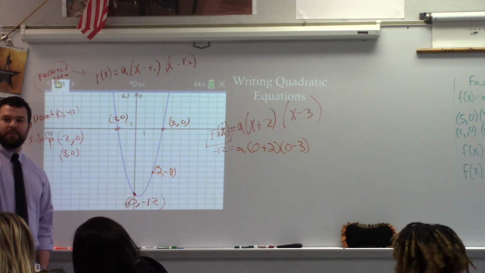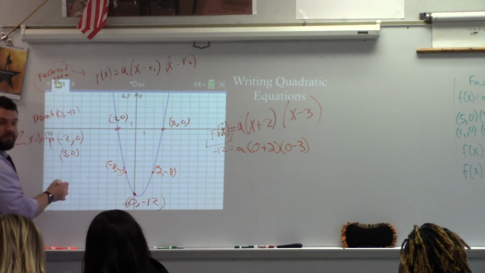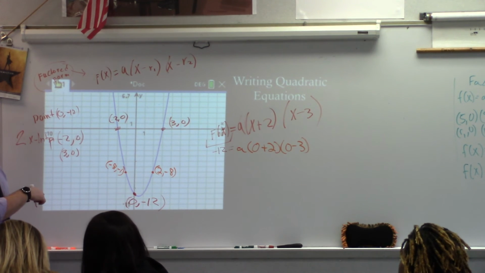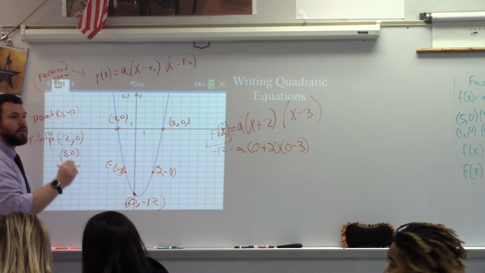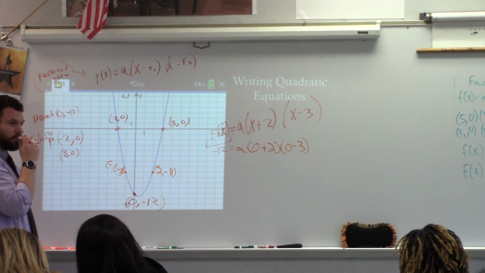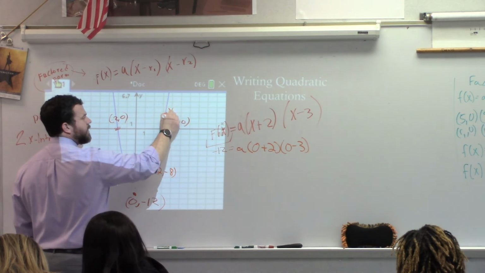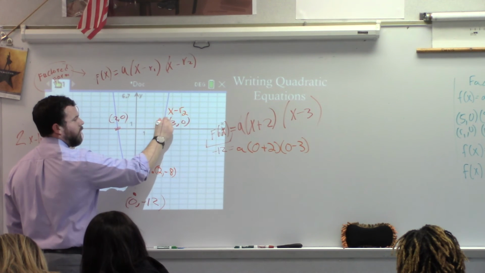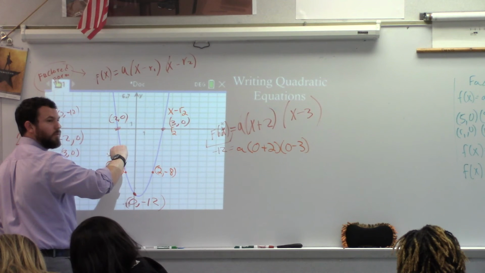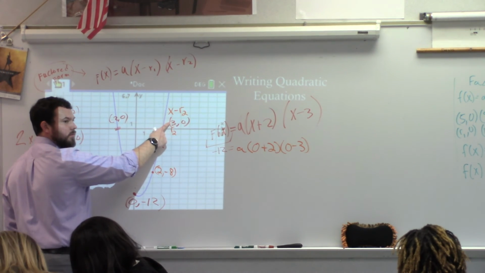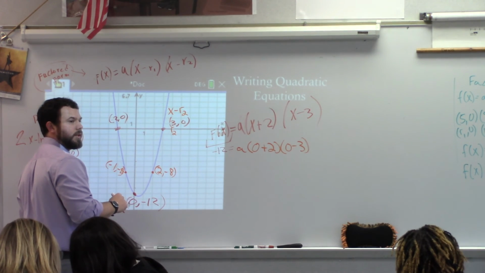Especially because Eli, I believe you wrote this point, right? Negative 1, -8. Yeah, that's right. All right, yes, ma'am? Where did you get -3 from? Because it's x minus r2. R2 is a positive 3, right? Remember how it's always the opposite? So if it's a positive 3, it's x minus 3. You good with that?